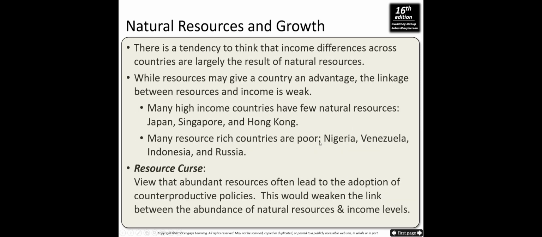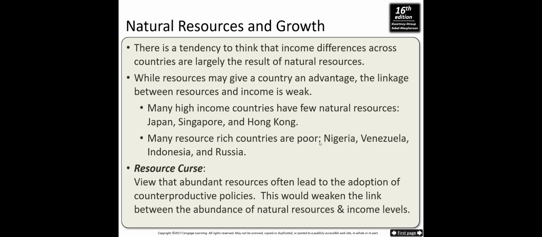The next one is natural resources and growth. There is a tendency to think that income differences across countries are largely the result of natural resources. While resources may give a country an advantage, the linkage between resources and income is weak. Many high-income countries have few natural resources, like Japan, Singapore, and Hong Kong. Many resource-rich countries are poor: Nigeria, Venezuela, Indonesia, and Russia.